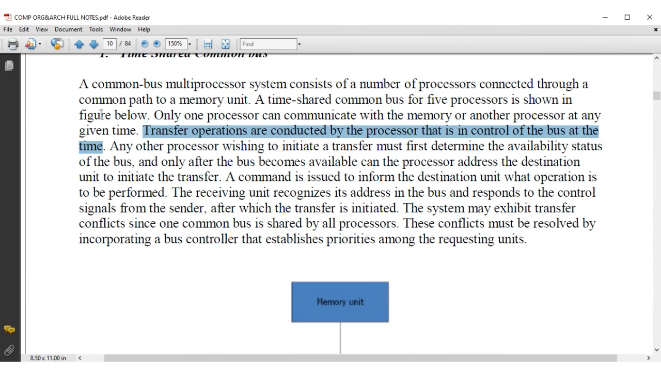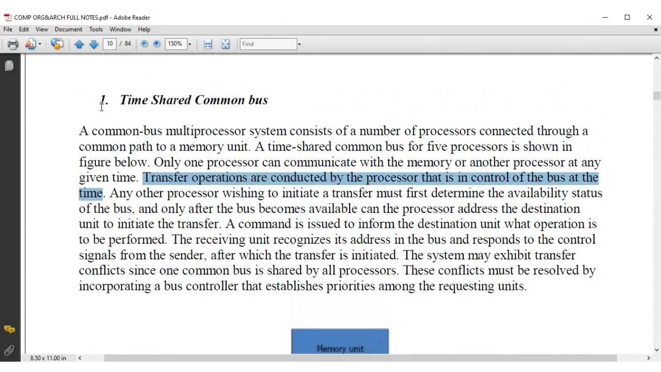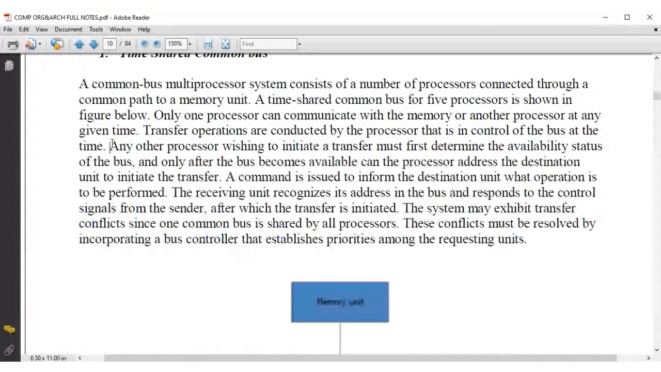But there are two logical parts of a CPU: the arithmetic and logic unit, the ALU, and the control unit. So there is one particular processor in this time shared common bus whose control unit is a dedicated control unit. A dedicated control unit means that it is the one that manages communication for the whole system. That's what we mean by transfer operations are conducted by the processor that is in control of the bus. So there is one dedicated processor that manages communication. When one processor is communicating with the memory unit, or vice versa, or with another processor, any other processor wishing to initiate a transfer at the same time must first determine the availability status of the bus, and only after the bus becomes available can the processor address the destination unit to initiate the transfer.